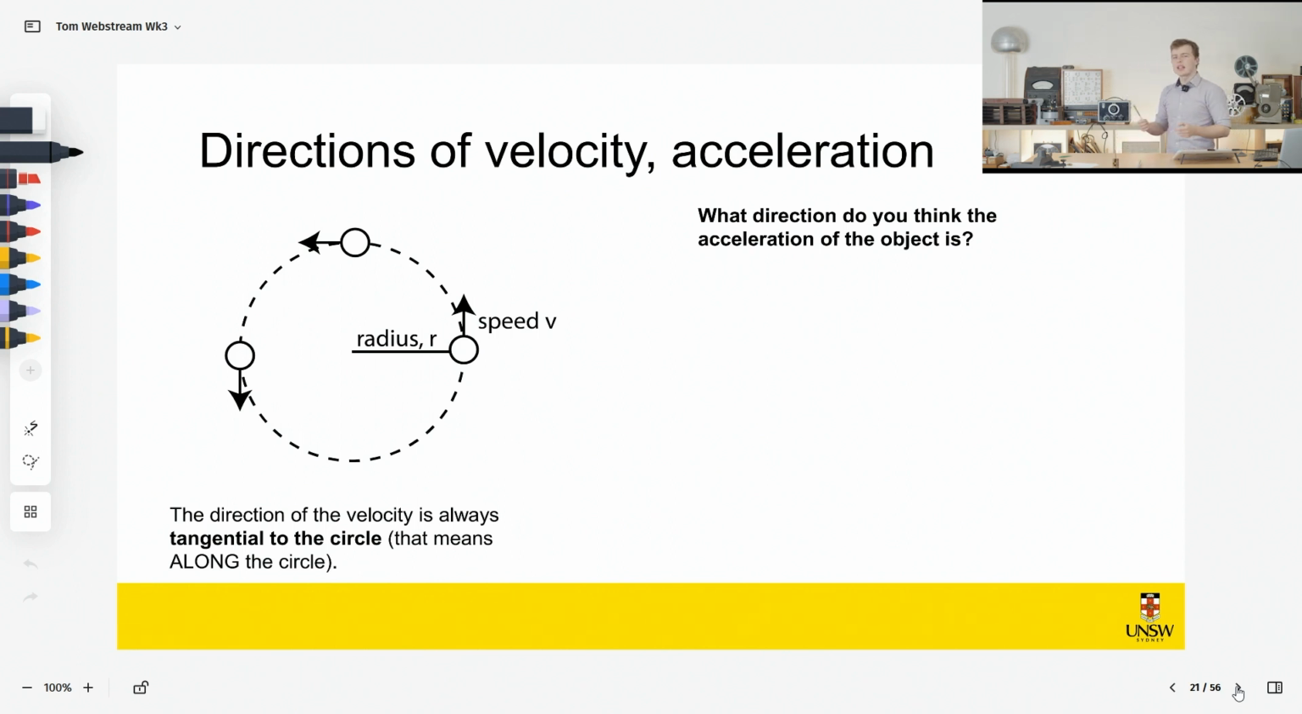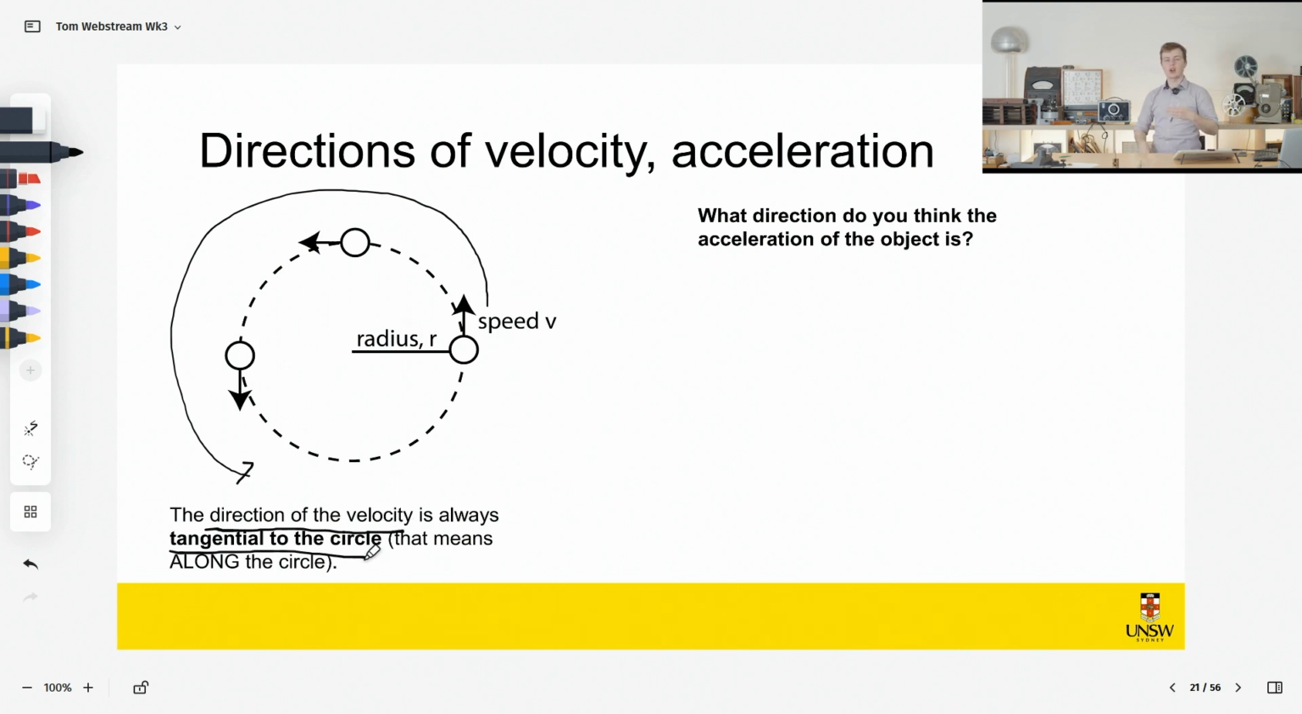So, let us first of all start to think about the kinematics of uniform circular motion. Let's imagine an object with a speed v, going around in a circle. The first thing I want you to know, and this is self-evident, is that the direction of the velocity is always tangential to the circle. It's always along the circle. The velocity is always at a tangent to the circle, which means it touches the circle only in one place.